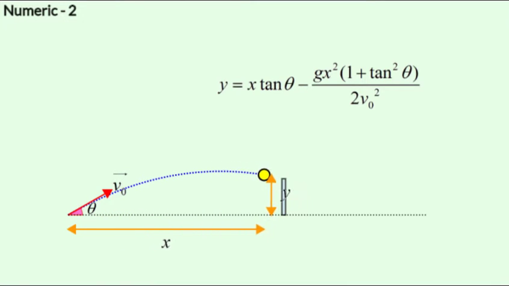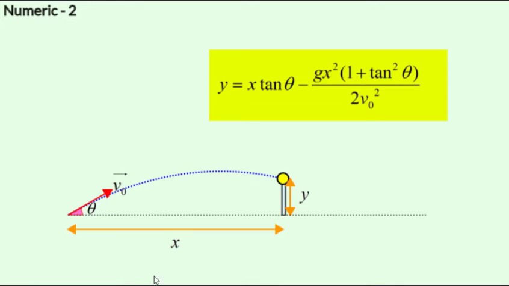So now the projectile strikes the top of the building and we use the equation y equals x tan theta minus g x squared times (1 plus tan squared theta) over 2 v0 squared. And we are given y, we are given x, we are given v0, and we know g is 10. And we have to find theta. So we really have to find tan theta, from where we would get theta.